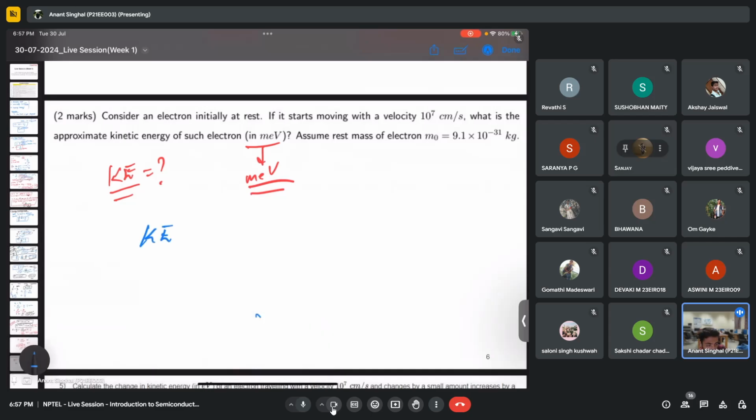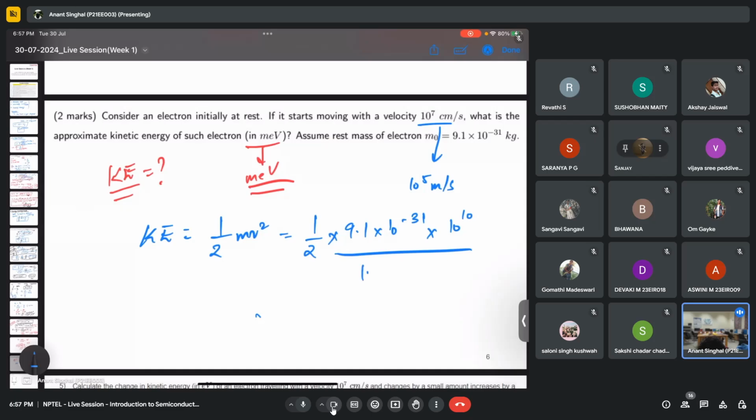So we have this kinetic energy which is half mv square. We know the mass of the electron which is at rest, and then the velocity is also given which is 10 raised to 7 centimeter per second. This will be 10 raised to 5 meter per second. The square will make it 10 raised to 10. And to convert it into electron volt, I need to divide it by 10 raised to minus 19. So this will be the answer in electron volts.